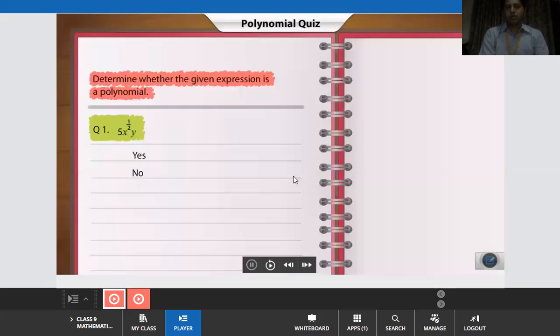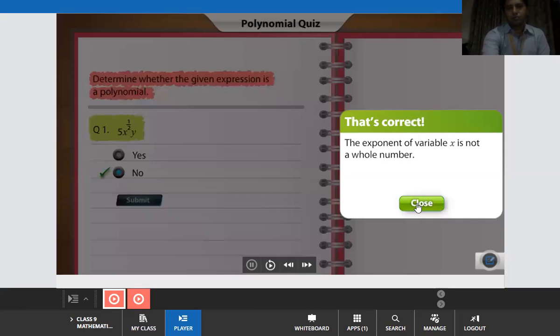Determine whether the following expressions are polynomials or not. We have 5x raised to power 1 by 2 y. Select the correct option and click submit. Because the power of x is 1 by 2, which is in fraction form, this is not a polynomial. So we cannot consider it a polynomial. That's correct.